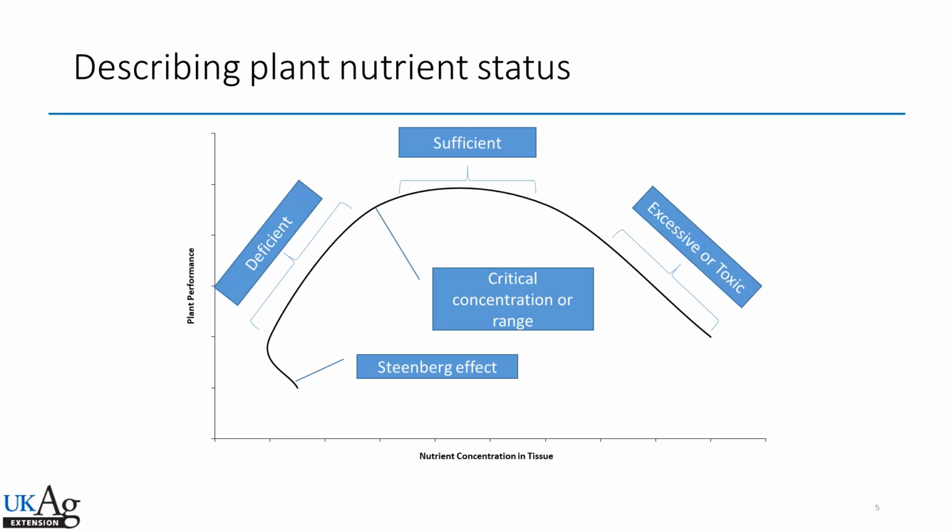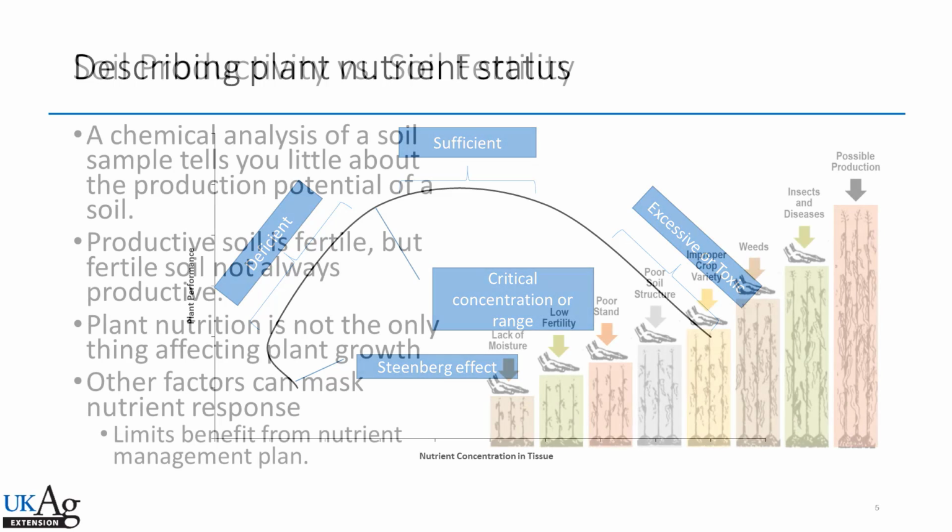Once a plant is sufficient in a nutrient, adding additional nutrients to the plant will not increase plant performance. And in fact, at some point, plant performance may begin to decline, specifically with the micronutrients, where toxicity is a problem. So deficiency, as we add more of a nutrient, plant performance increases. Sufficiency, plant performance doesn't change as we add the nutrient. And toxicity, plant performance declines as we add more of that nutrient.